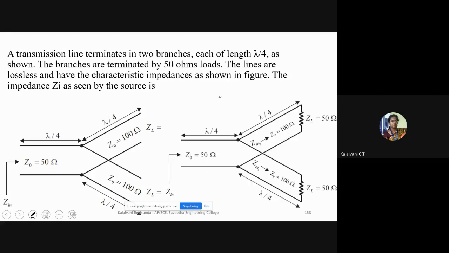I have redrawn the same diagram. This is Zin1, Zin2. These two will be in parallel. So we have to find ZL, which will be equal to Zin1 parallel with Zin2. Find it, solve it. The question is to find only the input impedance, so you can find it.